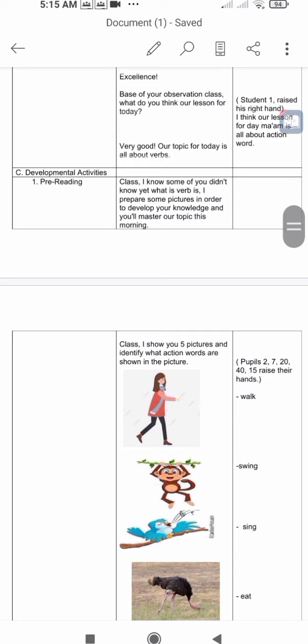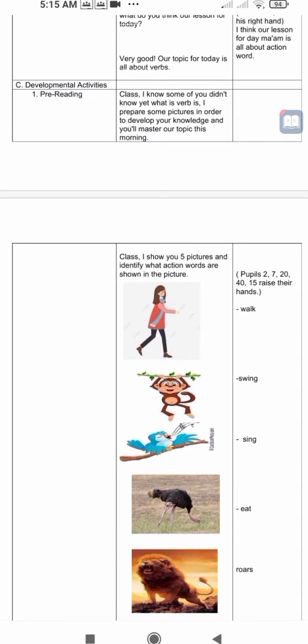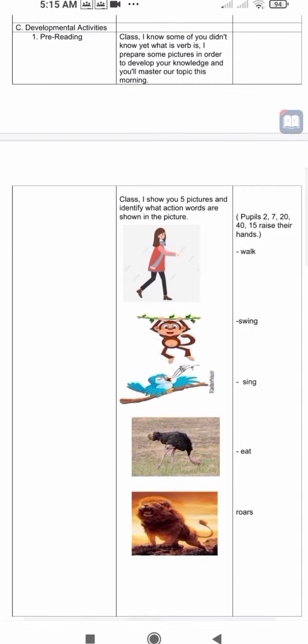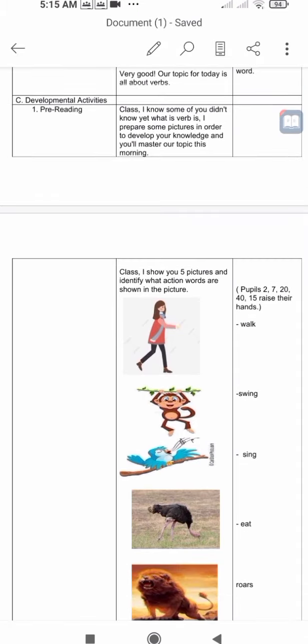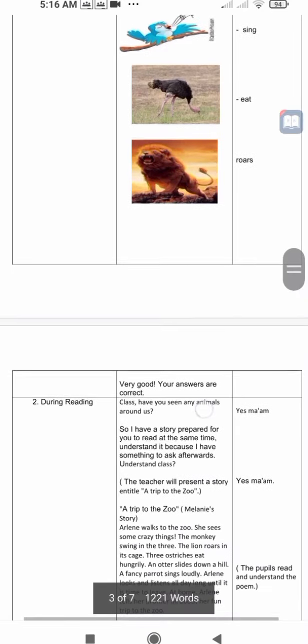The teacher sets a purpose through this, which also enhances the vocabulary and oral language of the students. That is its domain in literacy. So let's proceed to the during reading.